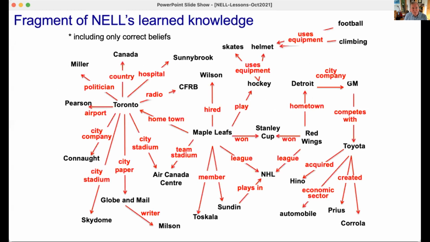ways. So let me first show, when I say that it built up a knowledge base over time of 100 million beliefs, here's a sample of that knowledge base. For example, each red arrow here represents a triple, a belief triple. So for example, the Maple Leafs play hockey. That would be a belief. The Maple Leafs won the Stanley Cup, which was also won by the Red Wings, whose hometown is Detroit, which contains a company called GM, which competes with Toyota, which is in the economic sector automobile. So you get the idea. Fairly diverse knowledge base or knowledge graph that the system was able to build up over these 8 years.